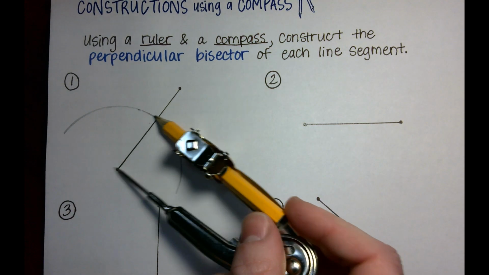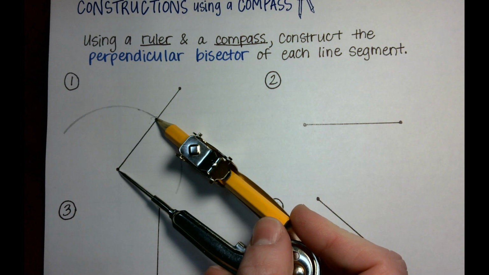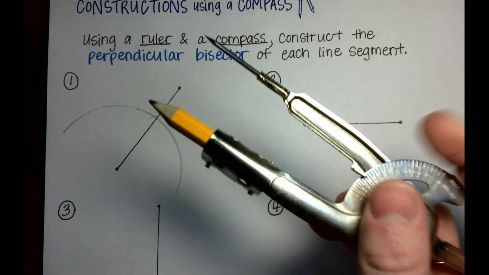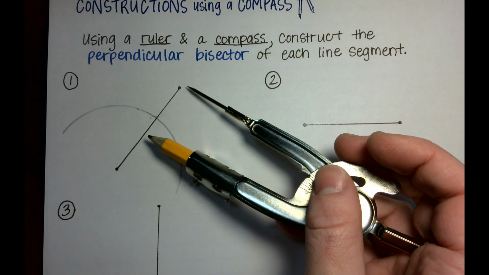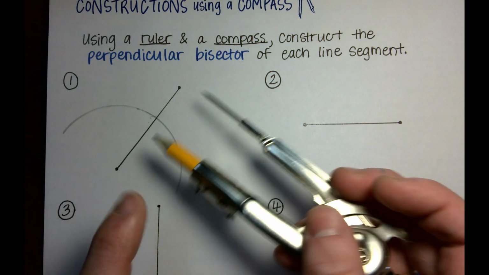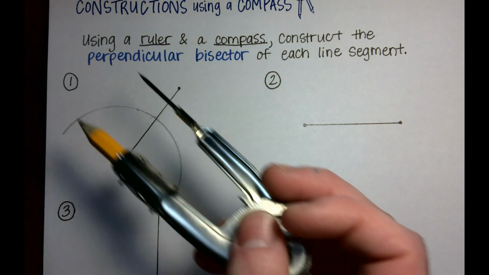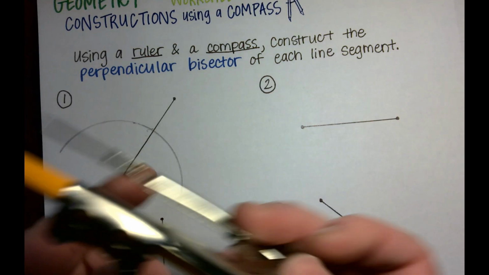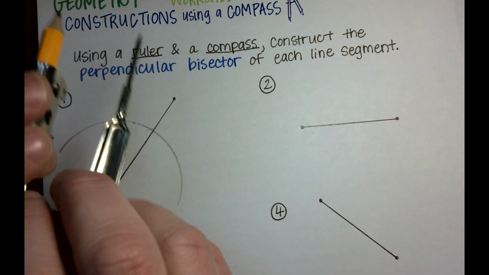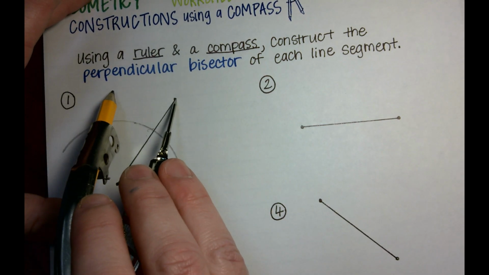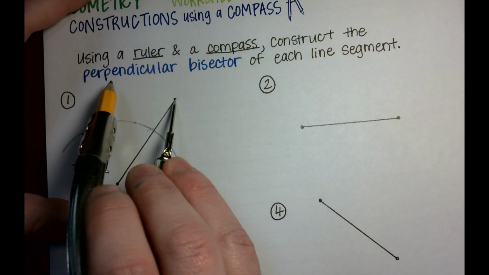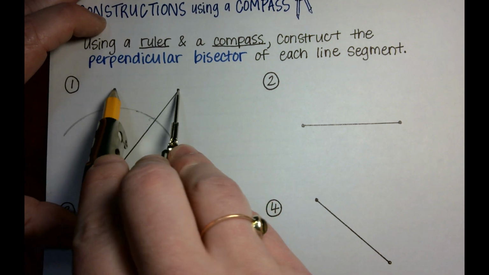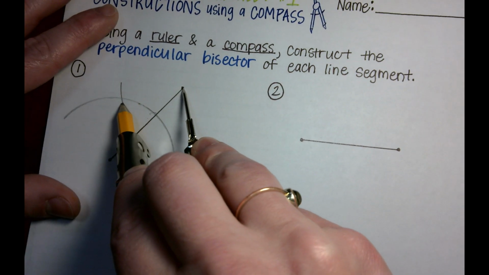Now, does it matter if my compass is open the exact same width? It has to be the same. If it's even a little bit off, it's not going to be a perfect perpendicular bisector. We got to be exact here. So I'm going to open here, put it on my point, and there we go.